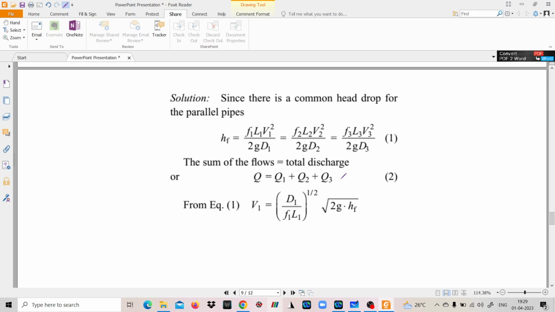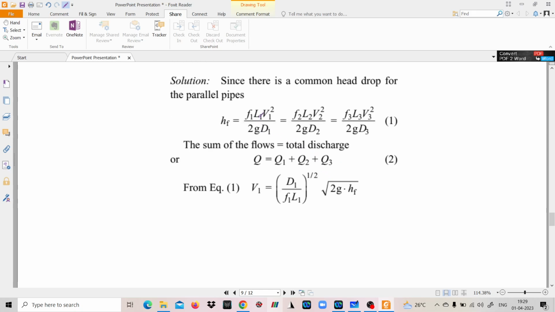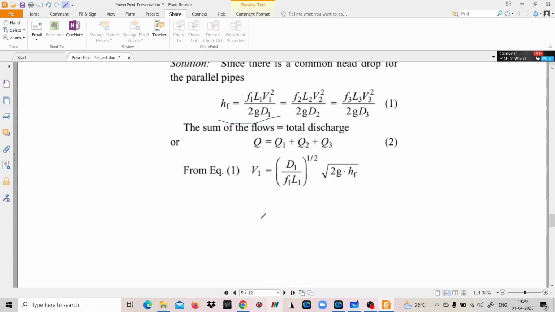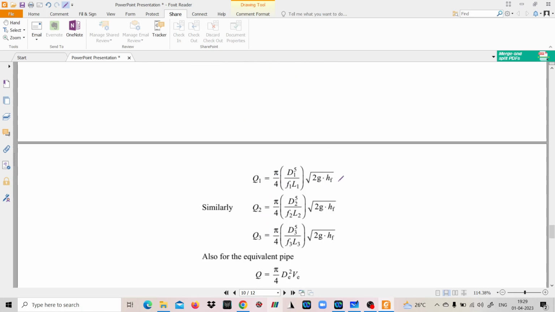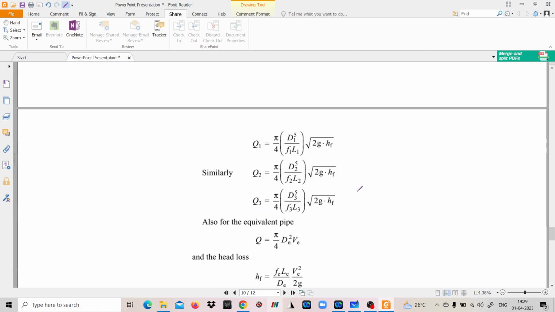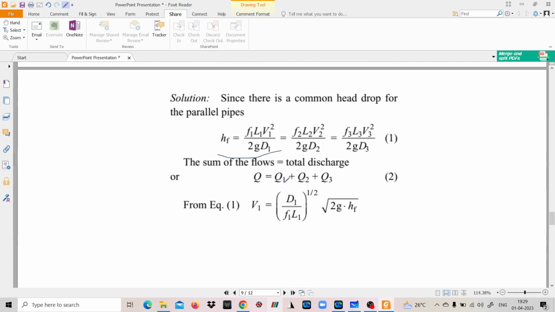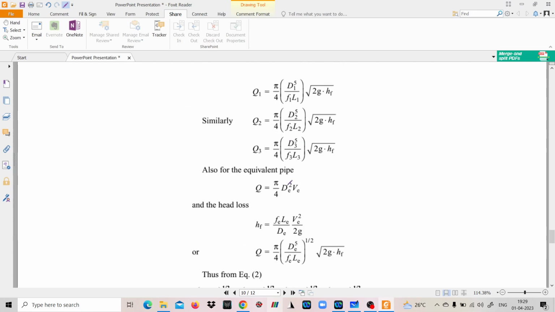Then if you look at equation 1 and take the first part, V1 can be written like this. Similarly you can write V2 or V3 also. Once you have V1, Q1 is A1 into V1. Similarly you can write Q2 and Q3. For the equivalent pipe, the discharge will have to be the same, you cannot vary the discharge, that is the meaning of equivalent pipe.